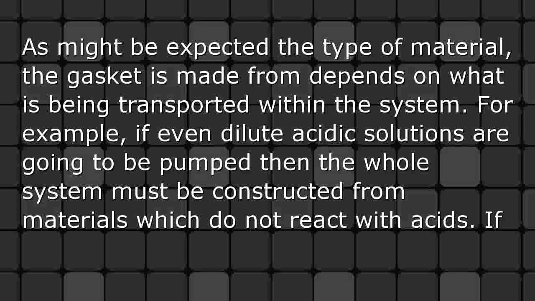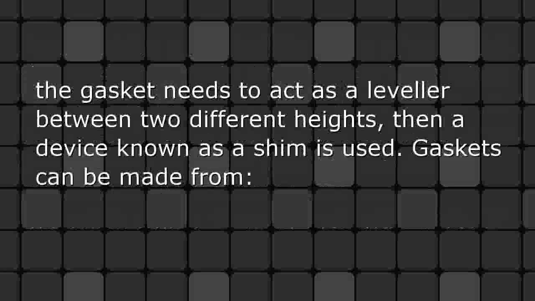As might be expected, the type of material the gasket is made from depends on what is being transported within the system. For example, if even dilute acidic solutions are going to be pumped, then the whole system must be constructed from materials which do not react with acids. If the gasket needs to act as a leveler between two different heights, then a device known as a shim is used.